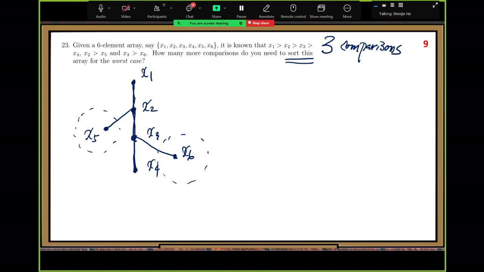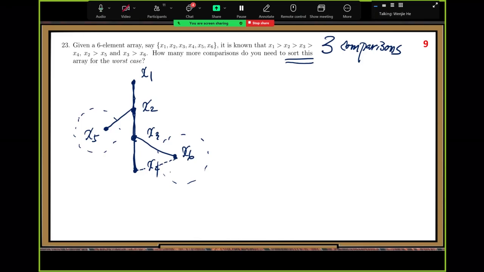But when we put them in order, which one should we do first? Then you will get different answers. If you work on x6 first or x5 first, one way you get 3 comparisons, another way you get 4 comparisons. That's the reason some students give me a 3 comparison solution and some give me a 4 comparison solution. If you work on x6 first, then you can do better.